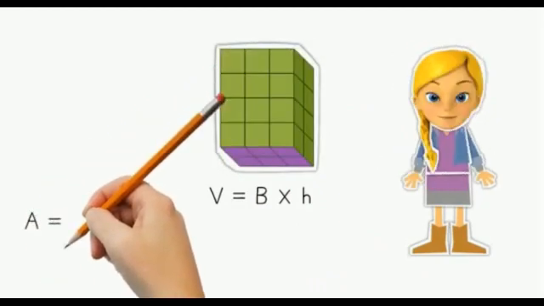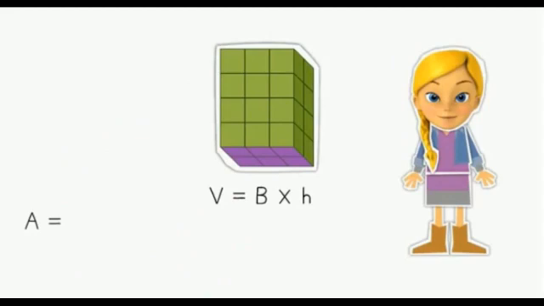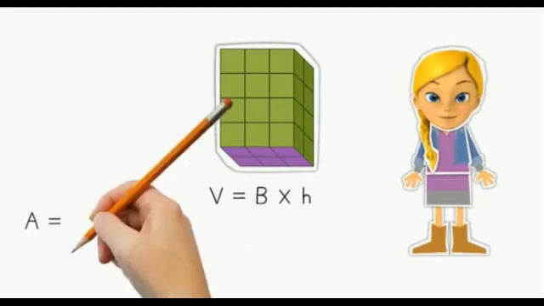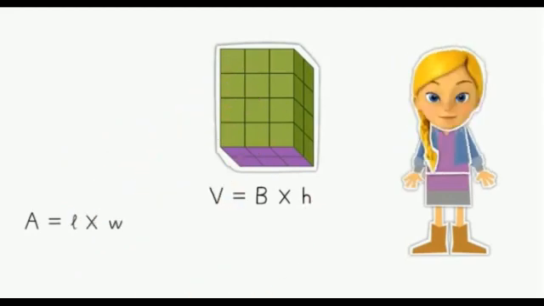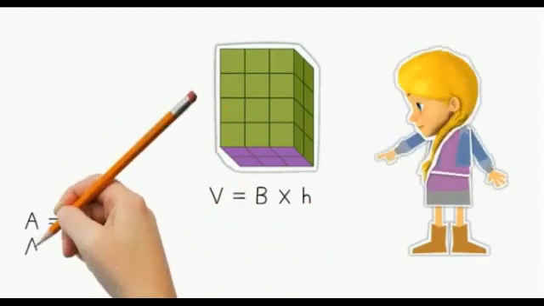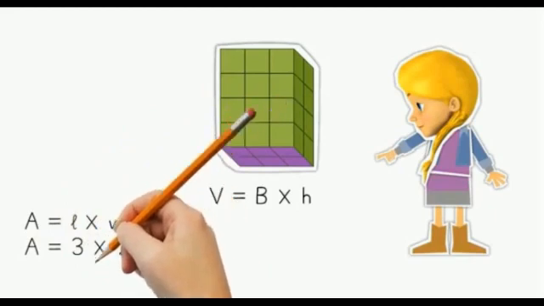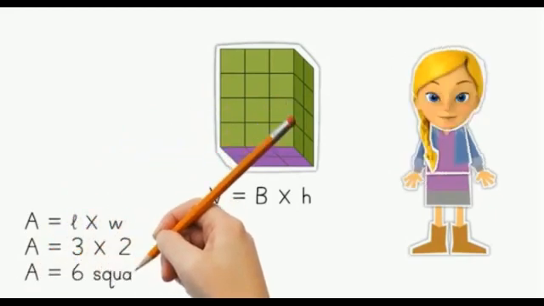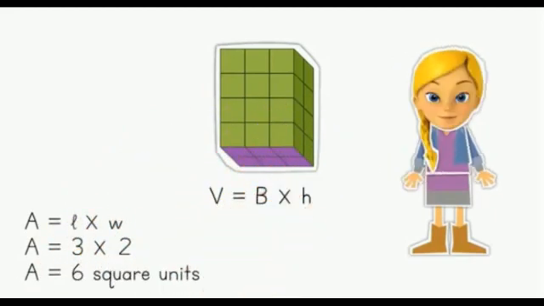Here's a close-up view. The formula for the area of a rectangle is length times width. So Emily, what's the area of the base? I know! It's 3 times 2, which is 6 square units. Right! So B, which stands for the area of the base, is 6 square units. Again, the formula for volume is V equals B times H.